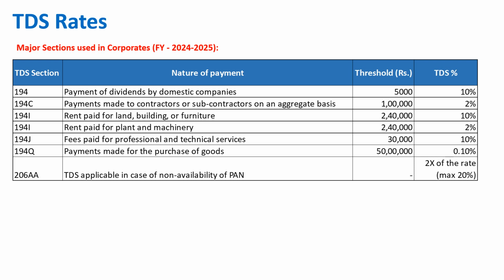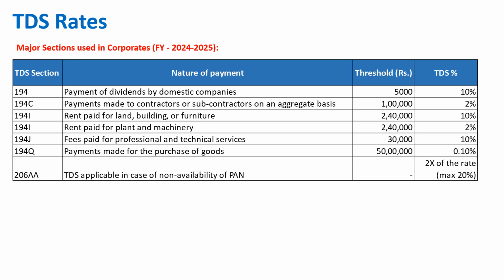So under 194, that is payment of dividends by domestic company, if the dividend amount is more than 5,000 rupees, then TDS of 10% has to be deducted by the company. In case of 194C, payment made to contractors or subcontractors on an aggregate basis, the threshold limit is 1 lakh. So if you're making payment more than 1 lakh, then 2% of the TDS has to be deducted.